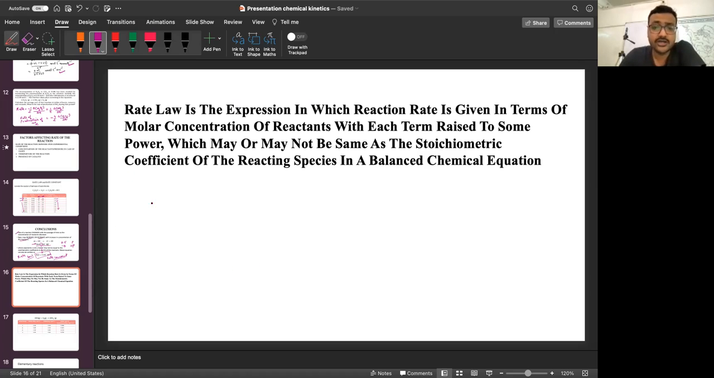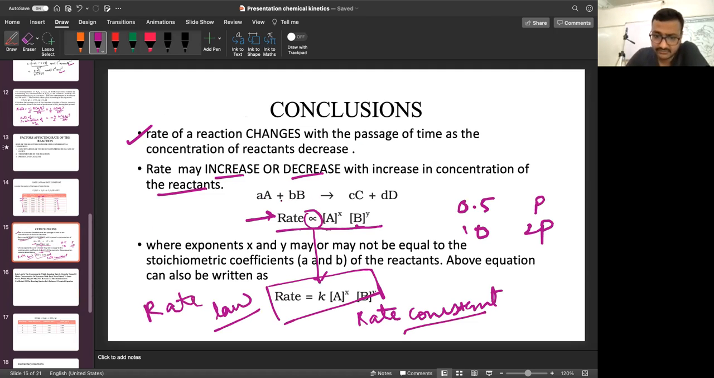So what is the rate law? Rate law is the expression in which reaction rate is given, I've already told you, in terms of the molar concentration of the reactants, with each term raised to some power. That X and Y value is raised to some power, which may or may not be the same as the stoichiometric coefficient of the reactant. And there is a crux: X and Y can be equal to the stoichiometric coefficients A and B, but for that the reaction needs to be elementary in nature. We'll be discussing elementary and complex reactions in the successive classes.